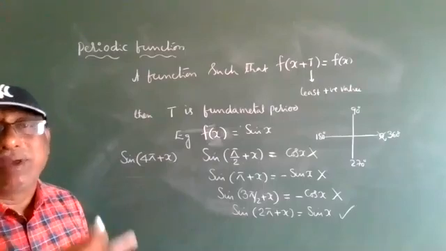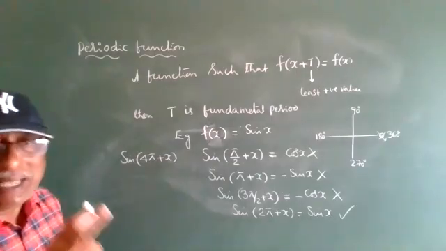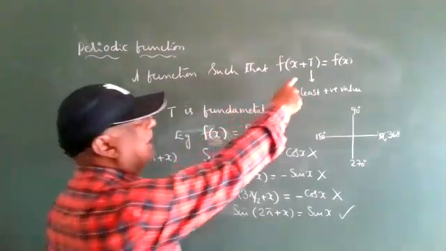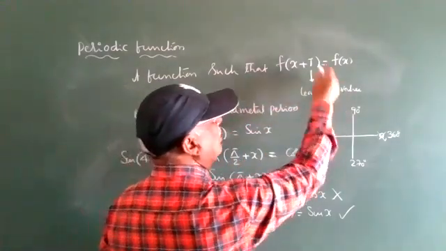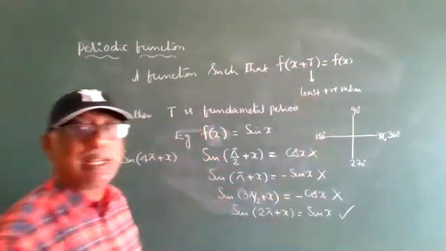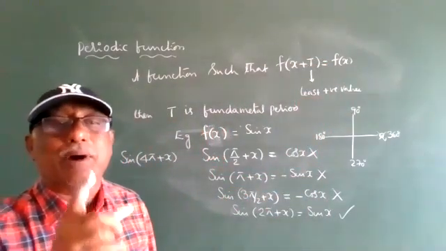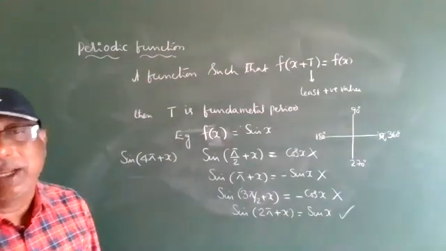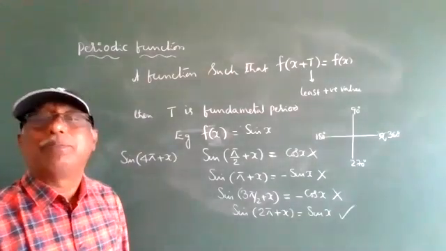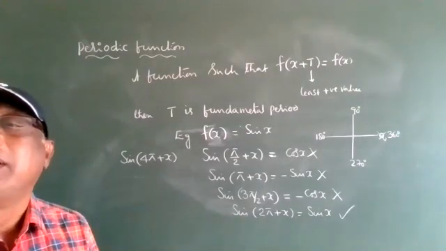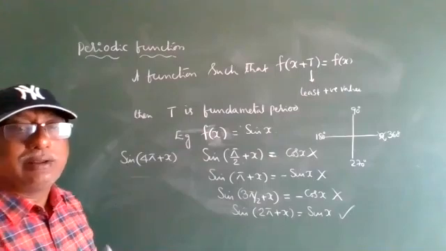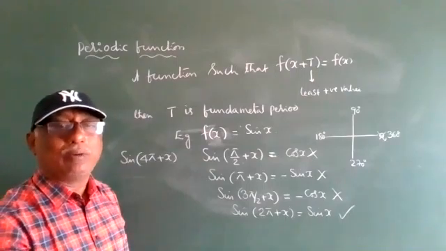Fundamental means starting: we get 2 pi first. That is the least value, and the least value should be taken. As I already said, the period t is the least positive value. That is called the fundamental period. After 2 pi, all the values are repeated.